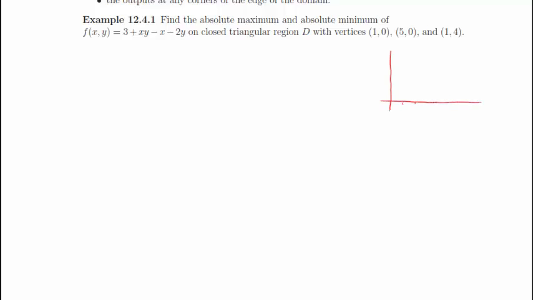So we've got 1, 2, 3, 4, 5. I'm already guessing that I'm going to need to shrink this and move it out of my way. This is going to take up a lot of space, essentially is what I'm saying here. So here's my y-axis. This is going to be my x-axis. We have the point 5, 0. We have the point 1, 0. We have the point 1, 4. And this is a closed region, so we are including the boundary on this.